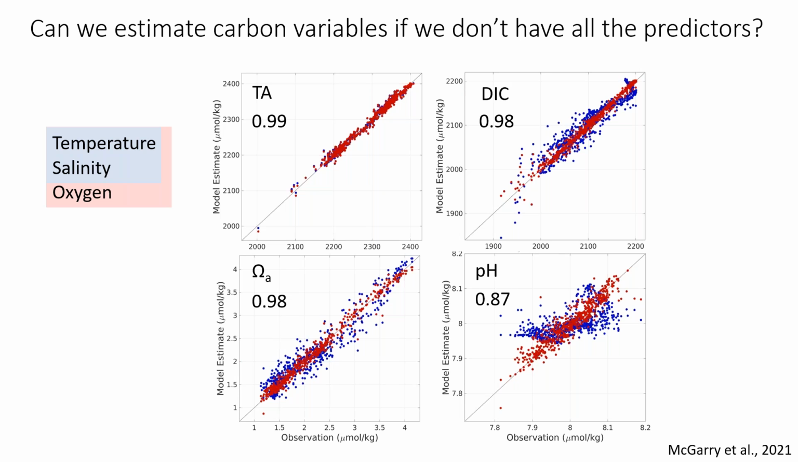Next, we added oxygen, and now using the model including oxygen, nearly all of the variability in DIC and aragonite saturation state is explained by the empirical model. Also, a much greater fraction of the variability in pH is explained. So, because this model that includes oxygen accounts for the effects of biological reactions.